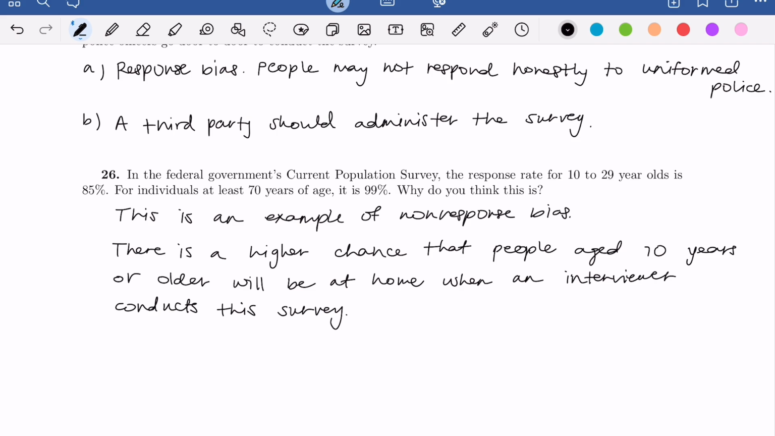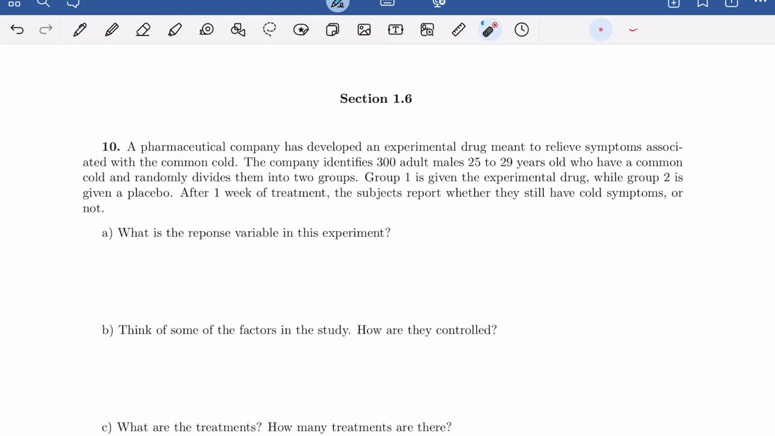All right, so yes, that was an example of non-response bias, where certain groups are less likely to respond than others in a given population. This brings us to our last section in this video. We're going to be looking at question 10 from section 1.6.